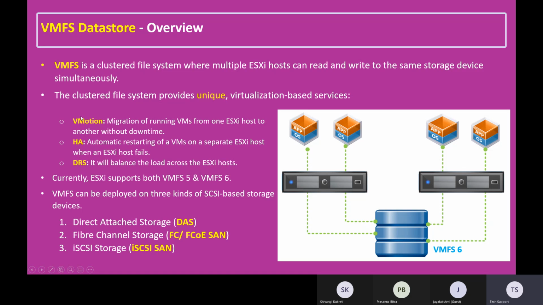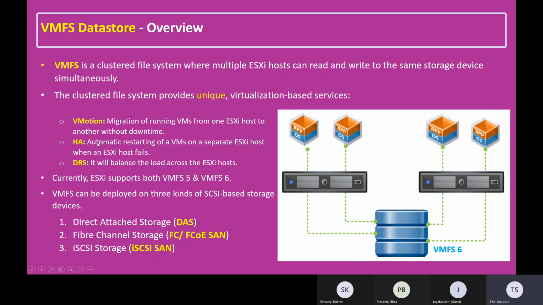I gave three examples. The three features are vMotion, HA, DRS. vMotion means migrating a running virtual machine from one ESXi host to another ESXi host without downtime. Today, once we create the iSCSI data store, I will show you this, but the in-detail concept we'll discuss in the subsequent classes.